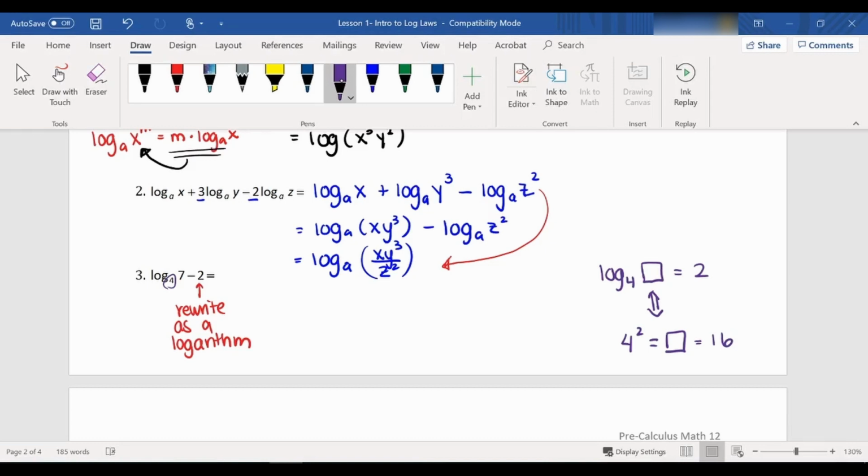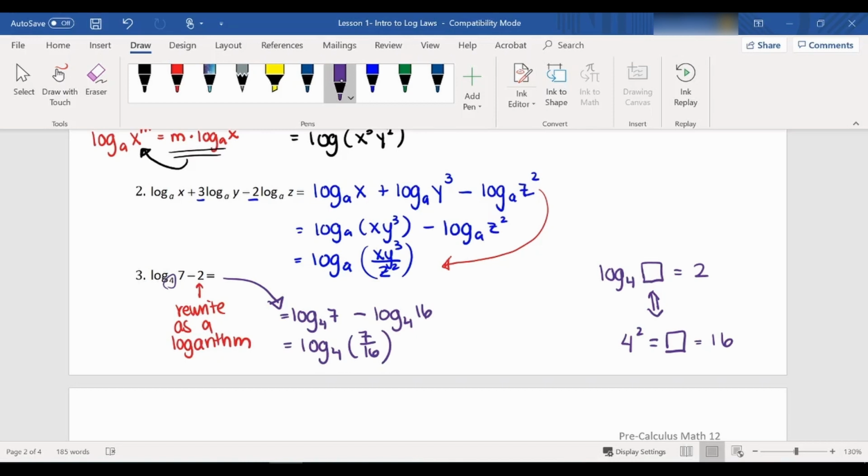So that means that if I want to rewrite 2 as a logarithm with a base of 4, I would need log base 4 of 16. I'm going to rewrite this. I'm just running out of space a little bit. I'm going to say that this is log base 4 of 7 minus log base 4 of 16, because log base 4 of 16 equals 2. So I've replaced the 2 with something else that still equals 2. And then I can use my quotient law to rewrite this.